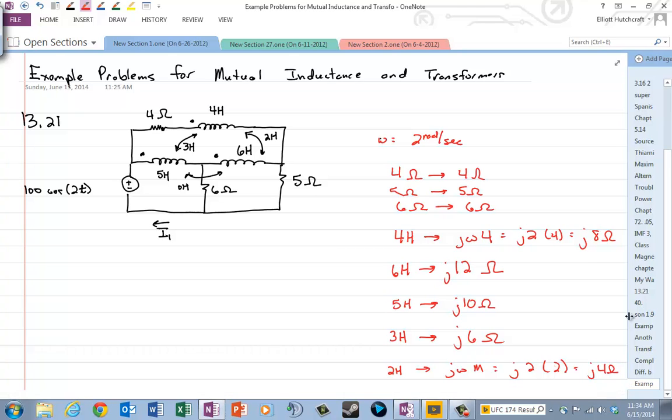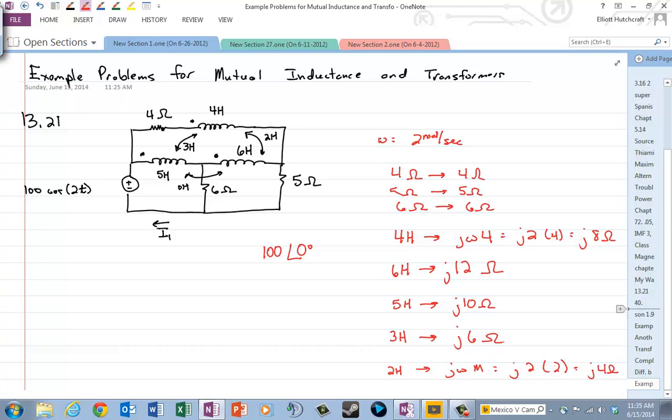Okay, so we've got those particular terms all converted to the frequency domain. The only other thing I have left is the 100 cosine 2t. So that is 100. Frequency is suppressed, and the phase angle on that is 0 degrees, so we have just 100 angle 0 degrees.